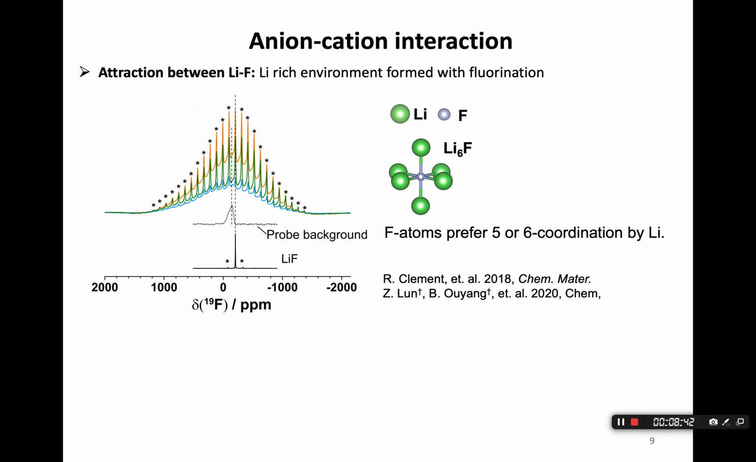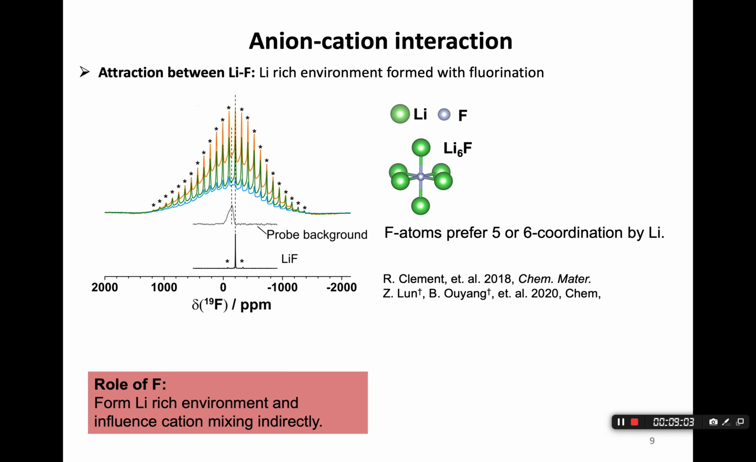At the same time, the anion also matters, right? Because we found from the experimental observations of NMR that the fluorine really wants to bond with the lithium. So they form this kind of lithium-rich environment, which is either lithium-6 fluorine or lithium-5 metal fluorine, which can be verified by these diamagnetic signals. So this basically indicates that the fluorine will initiate lithium-rich local environments in the lattice.